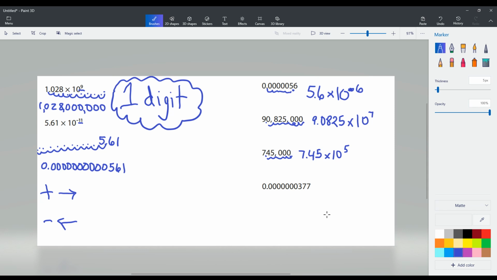The last example. The first non-zero digit is a 3. So I need to change this so that it's 3.77. So I'm going to start here and count my hops. 1, 2, 3, 4, 5, 6, 7, 8. So that's times 10 to the negative 8. And again, it's negative because this is a really small number. And when I convert this back to that number, this decimal has to move back to the left. So negative 8.